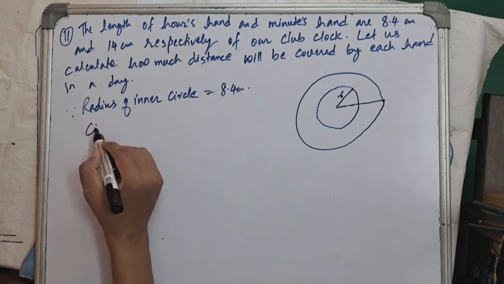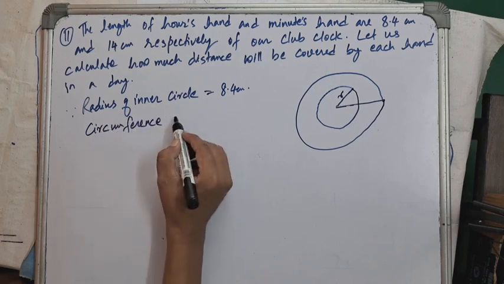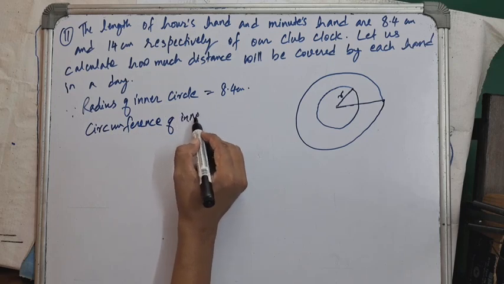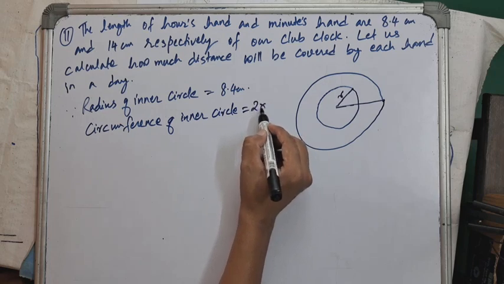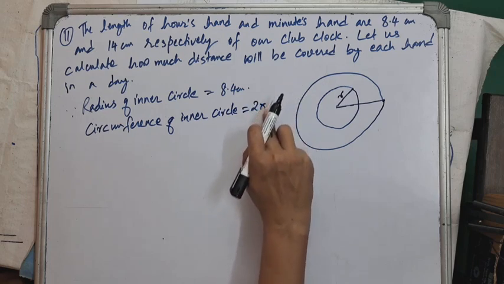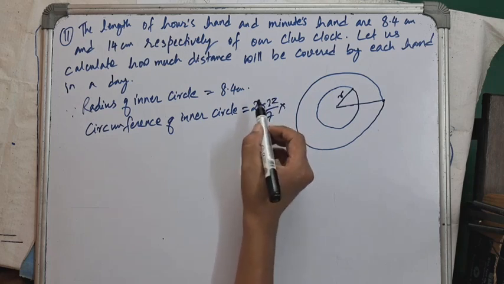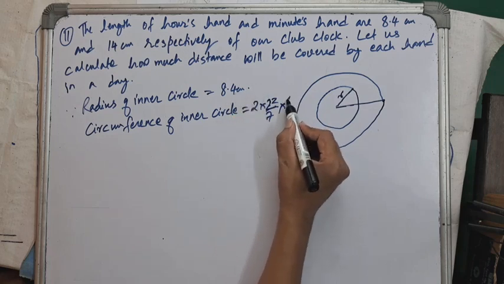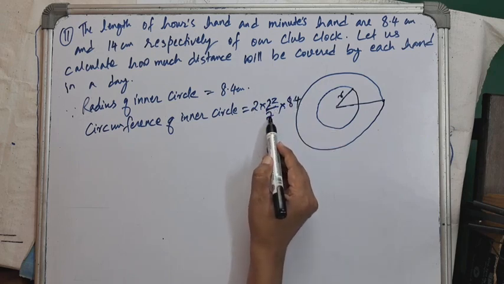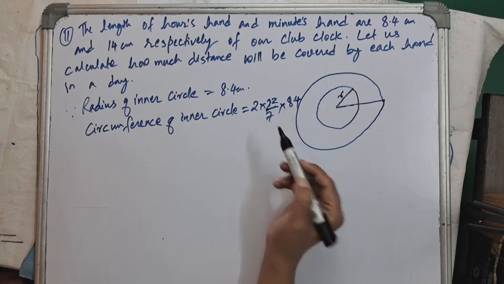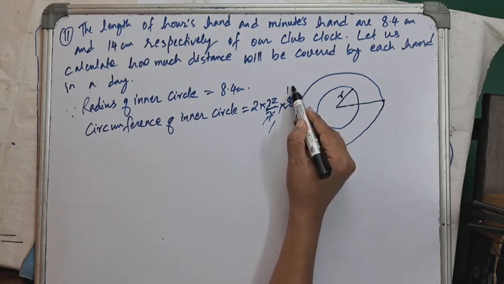So the circumference of the inner circle equals 2 into pi, pi is 22 by 7, into r, which is 8.4. So 2 into 22 by 7 into 8.4. 7 1s are 7, 7 1s are 7, 8, 7 2s are 14.